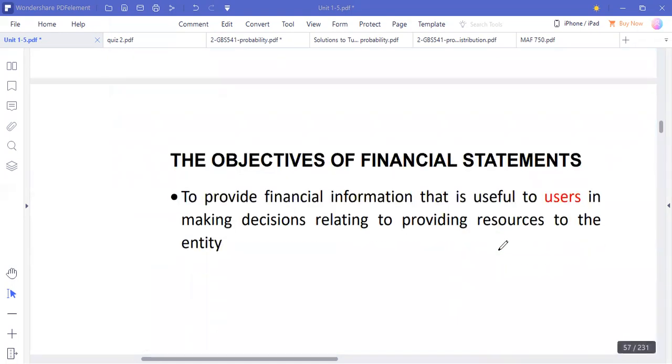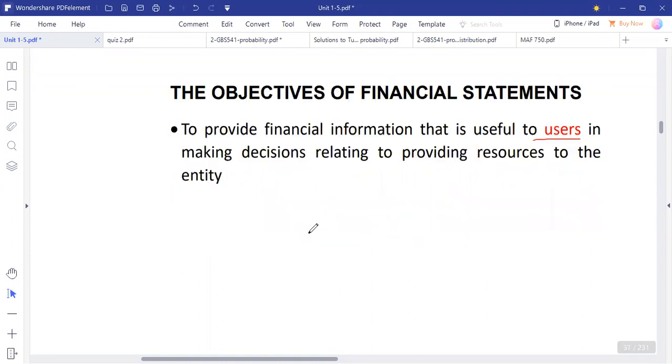So the objective of financial statements, number one, is to provide information that will be useful to who? To the users. In what decision? Decisions relating to providing resources to the entity. So this is one of the key objectives: to provide information to users for decisions relating to providing resources to the entity.